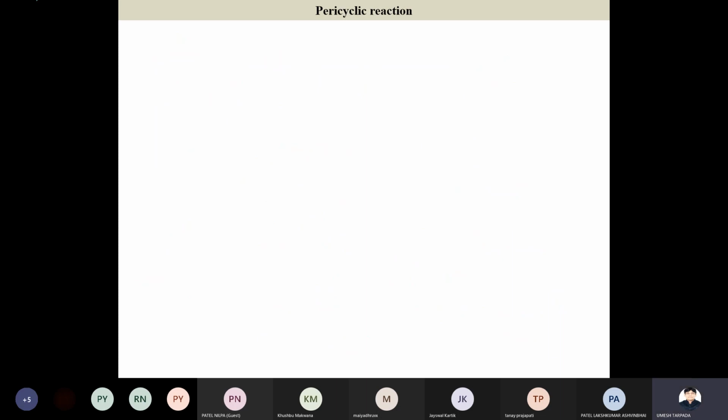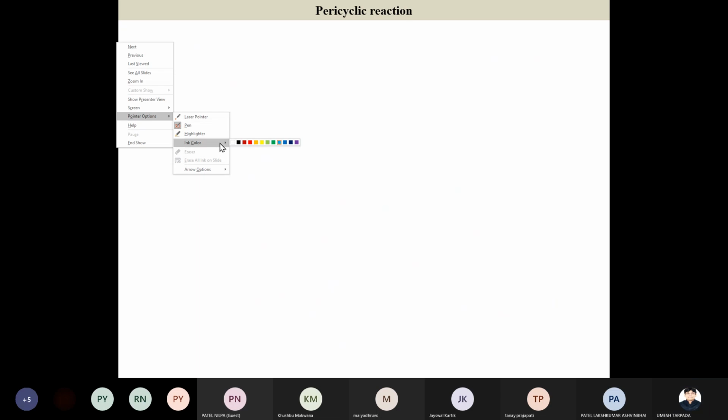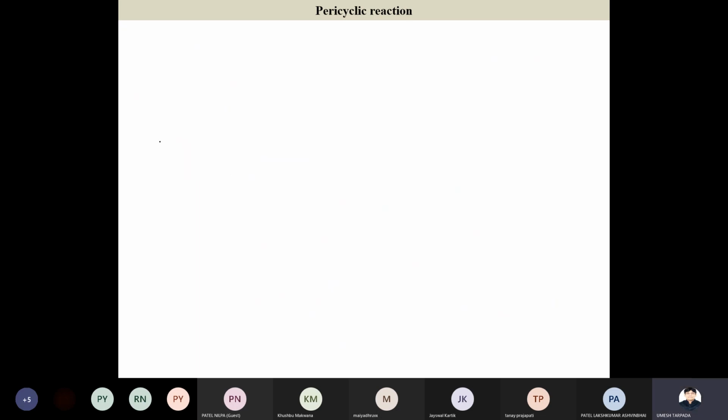Now the same diagram you can draw for the disrotatory motion. What happens? 6N disrotatory. You can have this one.